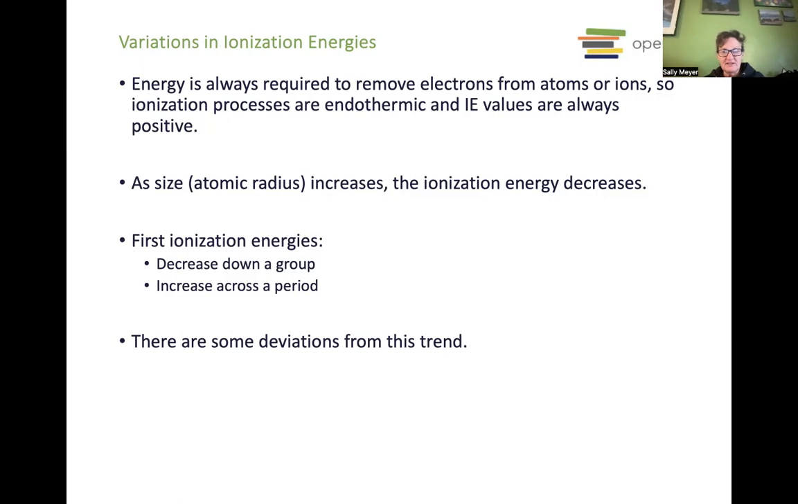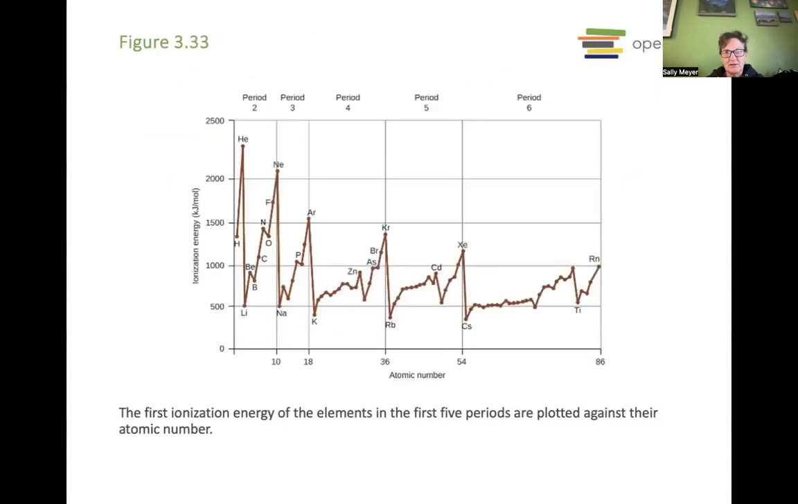So the first ionization energy decreases down a group and increases going across a period, because we know that that's how the periodic trend is for radius. It gets bigger going down and it gets smaller going left to right. There are a few deviations from this trend based on electron configurations, but that's the general trend.